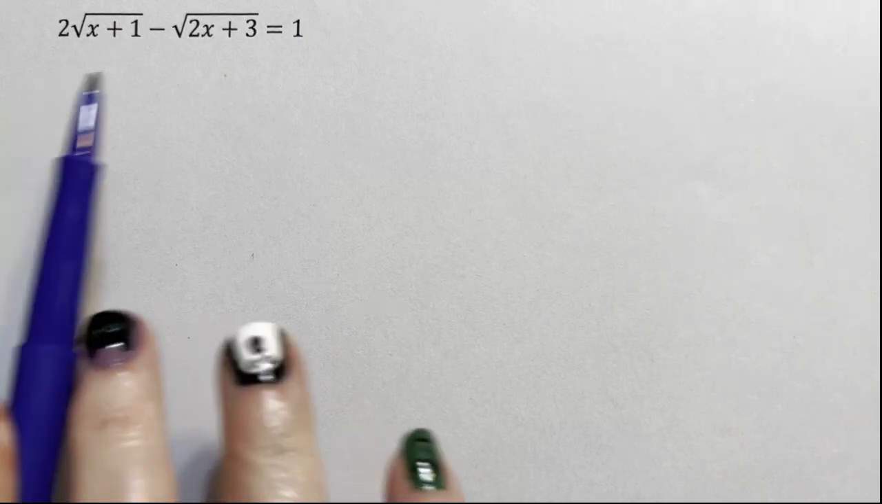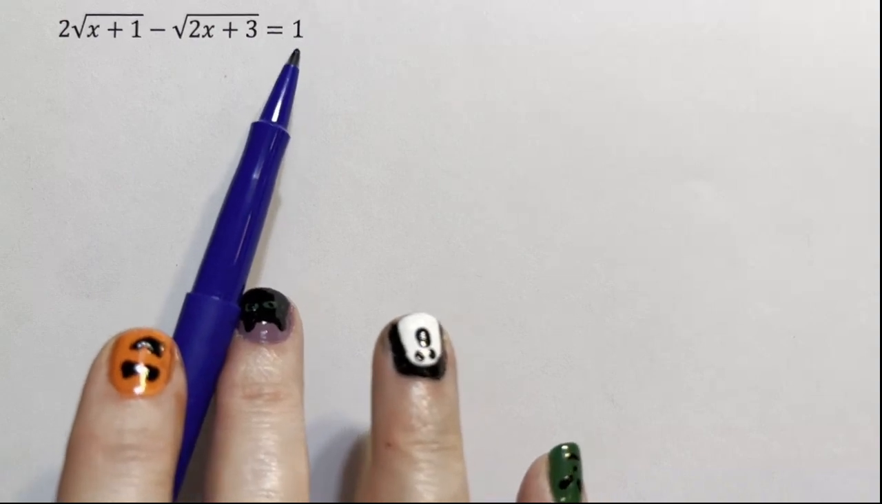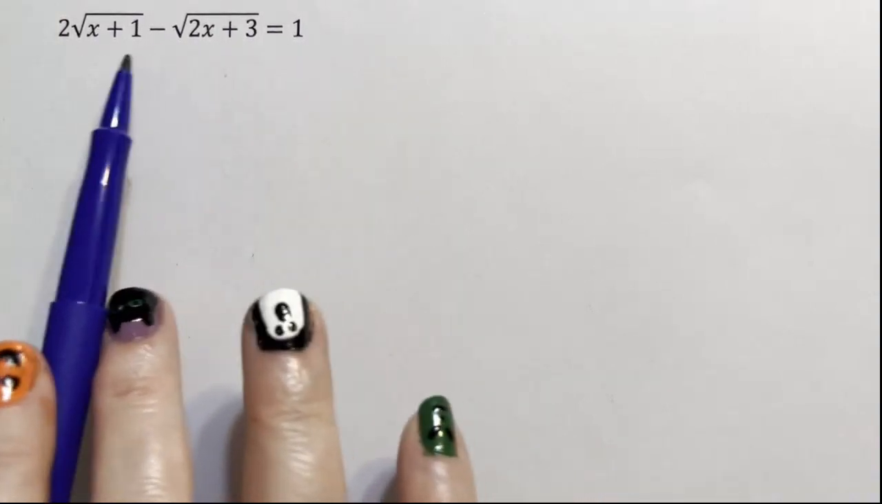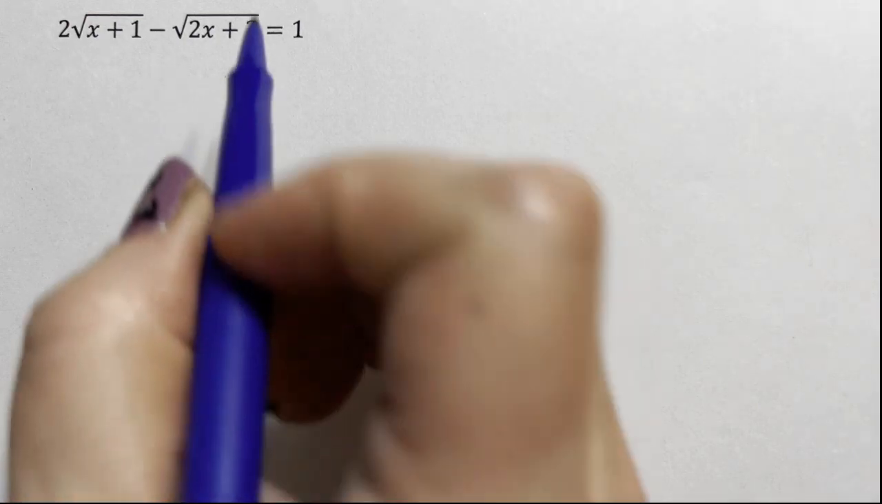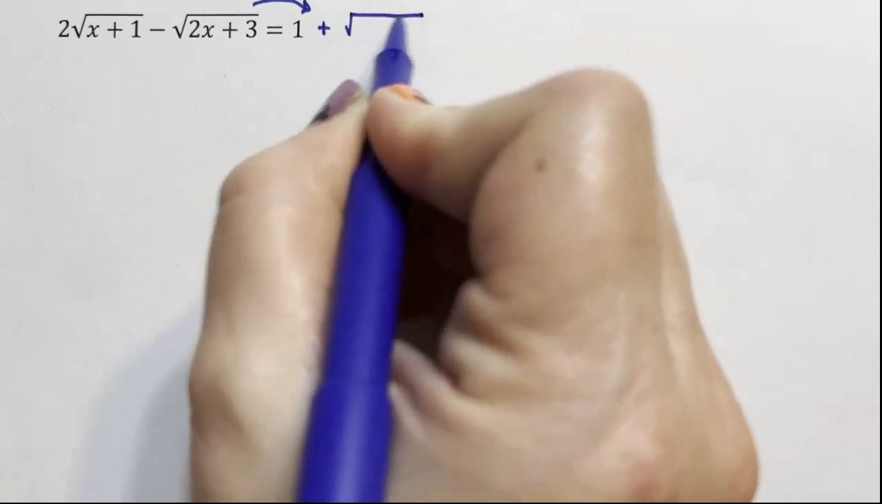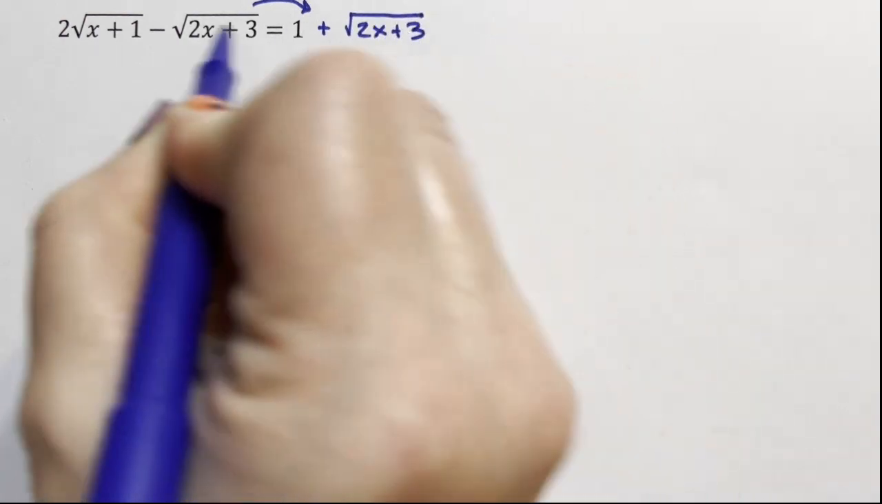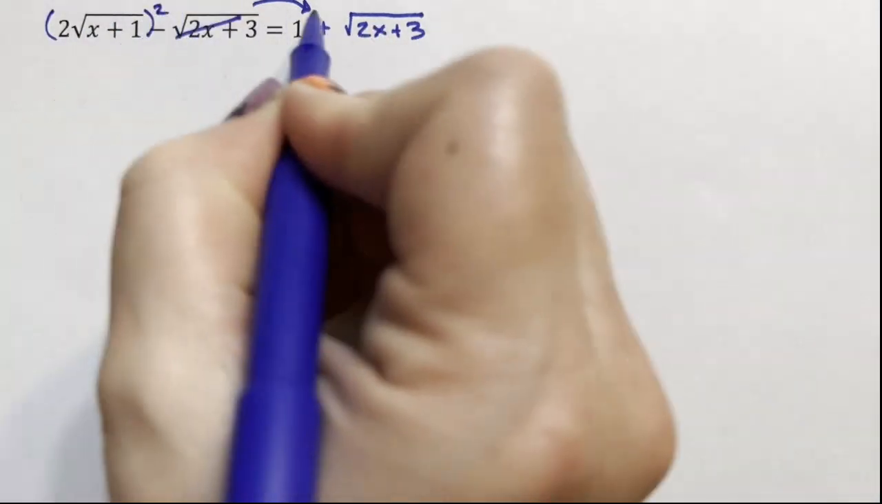We have two radicals. I want to start by moving this radical over to the 1 before I square, separating these, so that when I start squaring things, it's going to be a little less ugly, because with squaring radical after radical, things can get pretty ugly. So my first step is to move this over. So it's plus the square root of 2x plus 3. And then I'm going to square both sides.